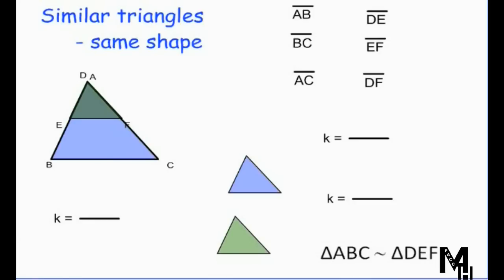So this means when you have similar triangles, all three corresponding angles are congruent. Angle A is congruent to angle D, angle B is congruent to angle E, and angle C is congruent to angle F.